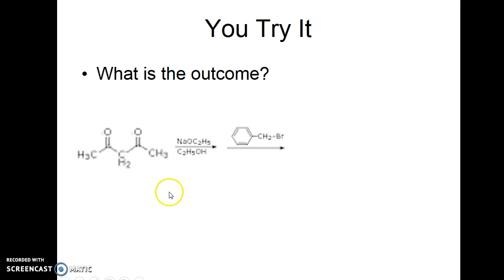So you determine what is the outcome of this reaction. Well, notice this is a dicarbonyl, and a dicarbonyl is 100% deprotonated by sodium methoxide. So that's great. It's going to deprotonate this. Here's my alkyl halide, and what do I get? Substitution on the alpha carbon.